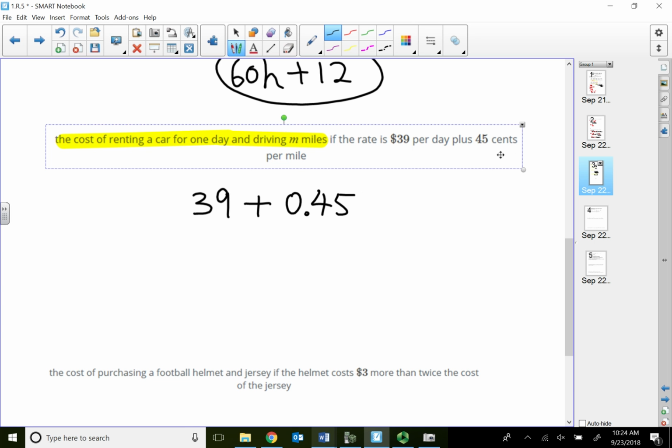So 45 cents for 1 mile, and I'm driving how many miles? M number of miles, so I multiply by M. Because if I drove 100 miles, that would be 45 cents times 100. So if I'm driving M miles, that means times M. So both of these terms together represent the cost of renting a car for 1 day: $39 plus 45 cents times M, the number of miles I'm going to drive.